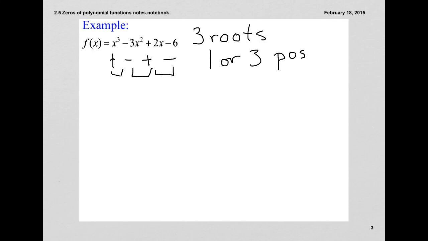Okay, now we do the negative. If I put in a negative x for x cubed, that's going to make that negative. If I put a negative in for x squared, that's going to still keep that term negative. And if I put in a negative for x, that's going to make that negative 2x. And, of course, the sign for my constant is negative. I have no sign changes, so I have 0 negative roots or solutions.